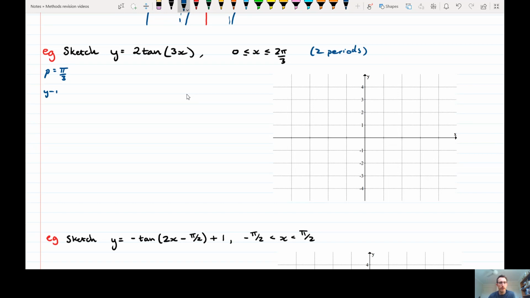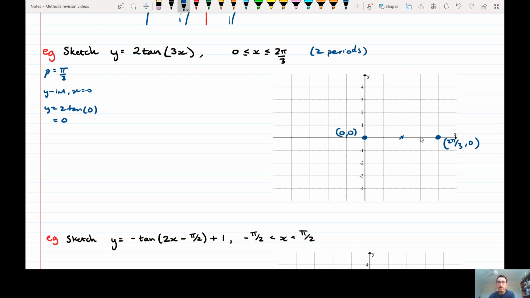All right, so to find the y-intercept, let x equal 0, and you get 2 lots of tan of 0. Now tan of 0 is 0. So we know the graph is going to start at (0, 0), because that's also our endpoint. Which means our graph is going to finish at 0 as well, because the period is pi on 3. So one full period happens and it's going to go through pi on 3 there, and then it's going to stop at 2 pi on 3 there.